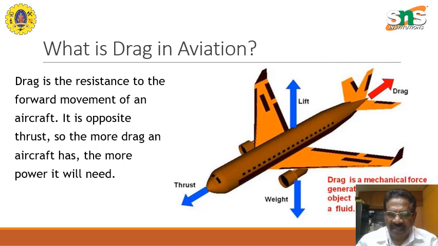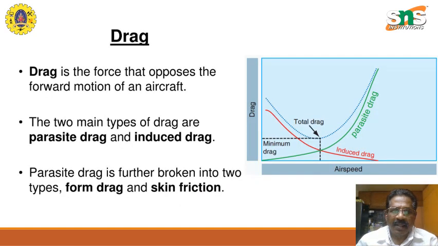So the more drag an aircraft has, the more thrust is required, or the more power is required to drive the aircraft. It is the force that opposes the forward motion of an aircraft. The two main types of drag are the parasite drag and the induced drag. Parasite drag is further broken into two types, the form drag and the skin friction. Now, as the airspeed increases, the induced drag decreases and the parasite drag increases.